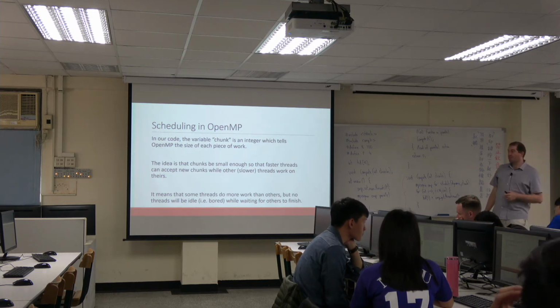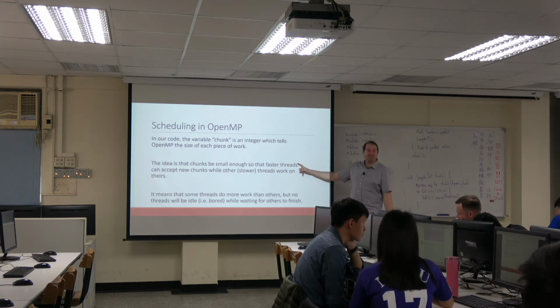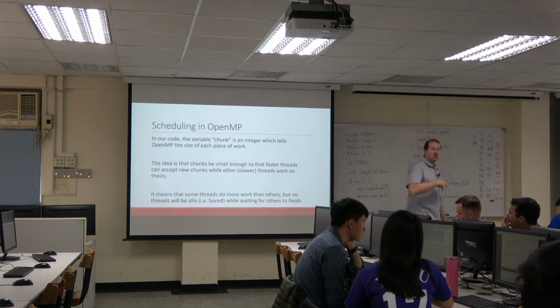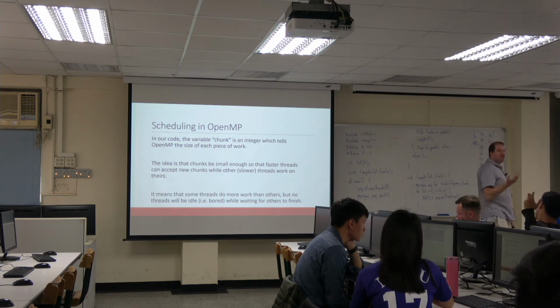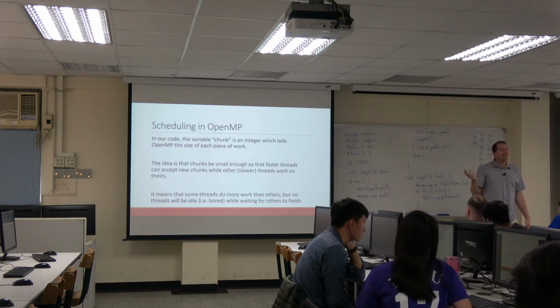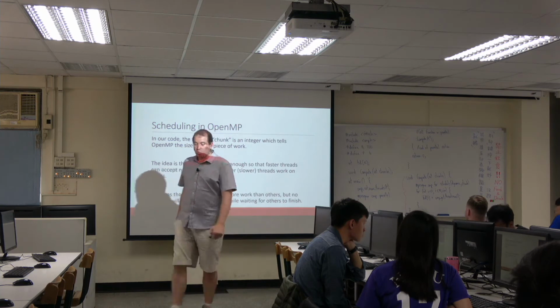We have to be very careful. The idea is that chunks be small enough so that faster threads can get new work. But if your chunk sizes are too small, you spend too much time managing chunk allocation. If chunk sizes are too large, then it's just the same as using static allocation. You want the pieces of work to be small enough to allow the computer to adapt, but if they're too small, you spend too much time doing administration work, bookkeeping. You spend too much time handling those chunks and allocation. So that's not what you want.